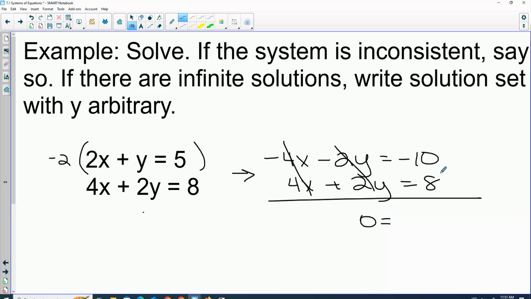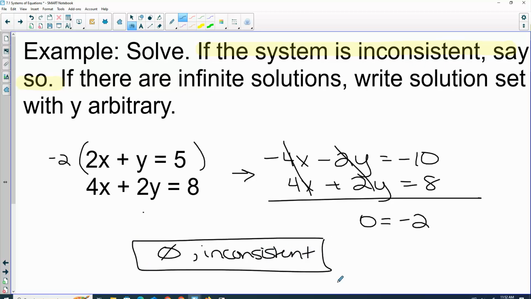So we get 0 equals negative 10 plus 8, which is negative 2. Does 0 equal negative 2? So what does that tell me? No solution. On these problems, it will always say in the directions, if the system is inconsistent, say so. No solution means inconsistent. So when that happens, you have to write inconsistent along with it. And so that's when you eliminate and you're left with a false statement: 0 equals a number. Is that okay?